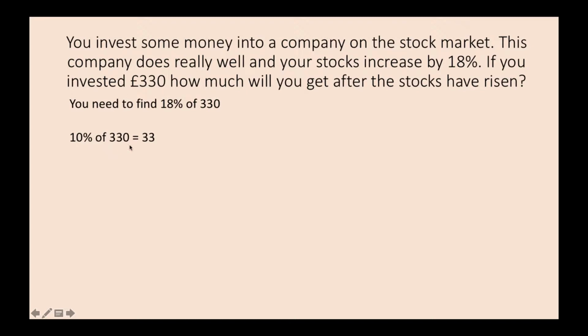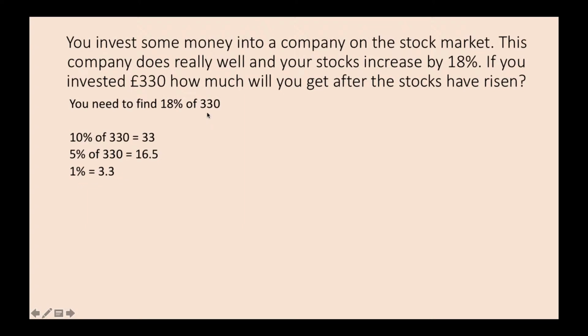So to find 10%, we just divide by 10, giving me 33. And then to find 5%, I just half it because 5 is half of 10. So 5% must be half of 33, giving me 16.5. And then I'm going to find 1% because I need 8% in total. So I've got my 10 already. I need 18 in total. So other than my 5, I need another 3.